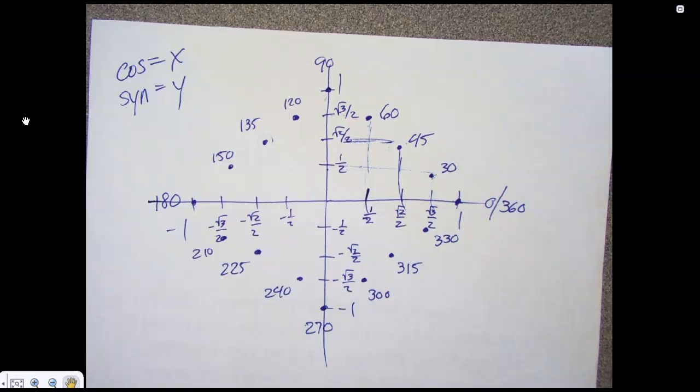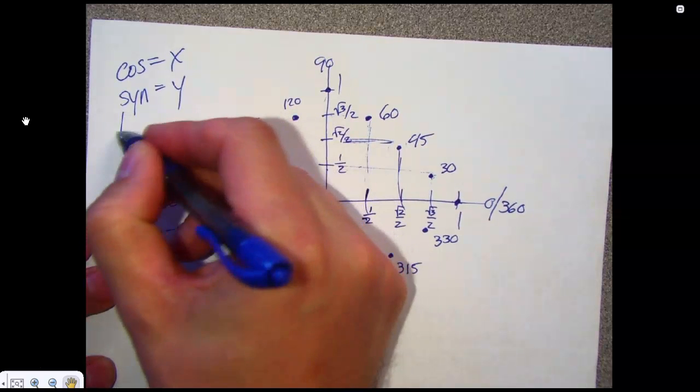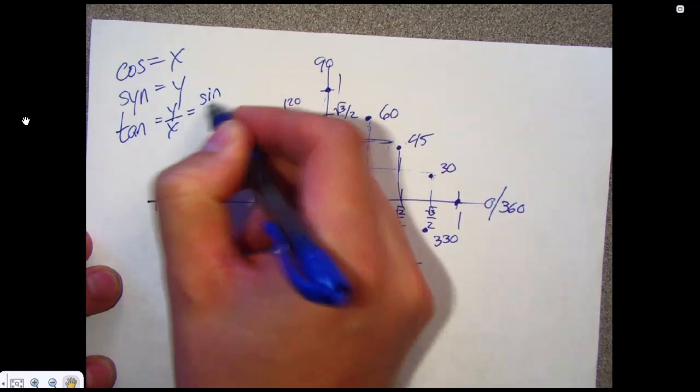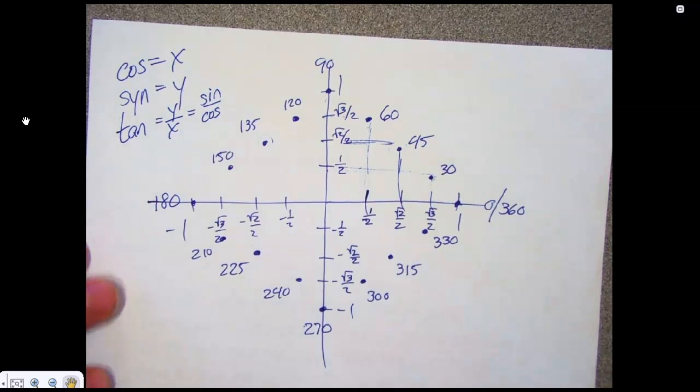And then what's tangent? Tangent is y over x, or you can think of it as sine over cosine. I'll write it with the y this time.